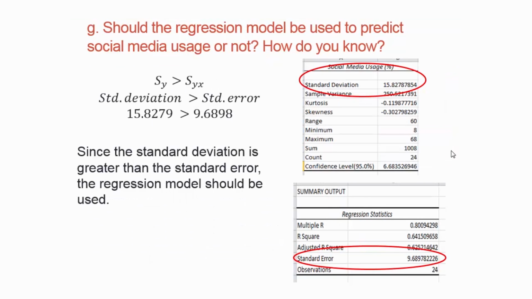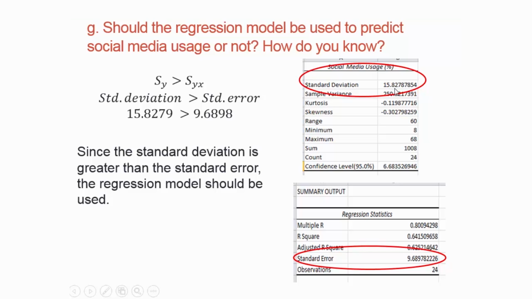Part G, should the regression model be used to predict social media usage or not? How do you know? Well, what I want to do here is compare the standard deviation of y with the standard deviation of y given x. The way I find this is actually through descriptive statistics. So I look up social media usage, which is my y variable, the dependent variable that I'm trying to predict, and the standard deviation is 15.83.